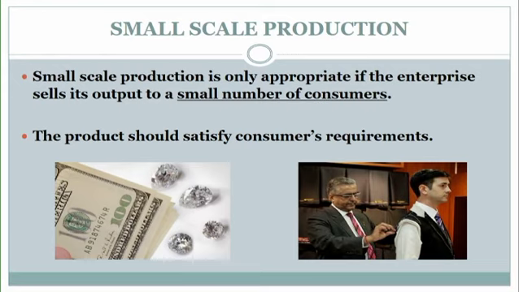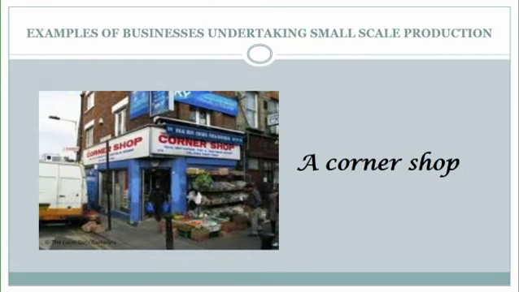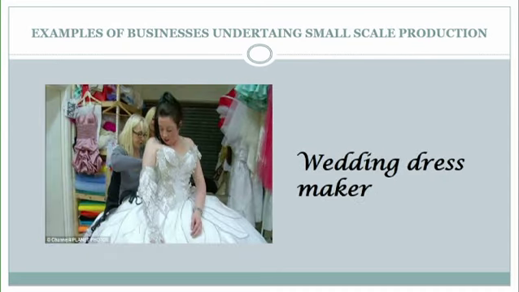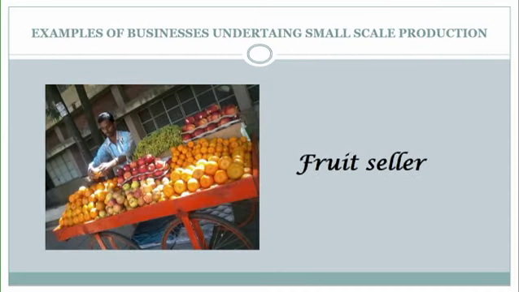Such production is only appropriate if the enterprise sells its product to a small number of consumers. Moreover, the product should satisfy the consumer's requirements. Examples of businesses that undertake small-scale production are corner shop, wedding dressmaker, fruit seller, and so on.